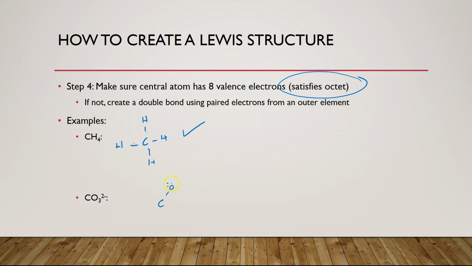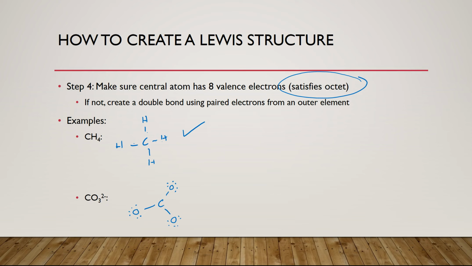Now with my carbonate though, if you guys will recall, I had a C connected to an oxygen with 1, 2, 3, 4, 5, 6. Another oxygen, 1, 2, 3, 4, 5, 6. And another oxygen, 1, 2, 3, 4, 5, 6. Okay? Now, that gives me an octet for my oxygens, right? 2, 4, 6, 8, 2, 4, 6, 8, 2, 4, 6, 8. But my carbon does not have an octet. It only has 2, 4, 6.